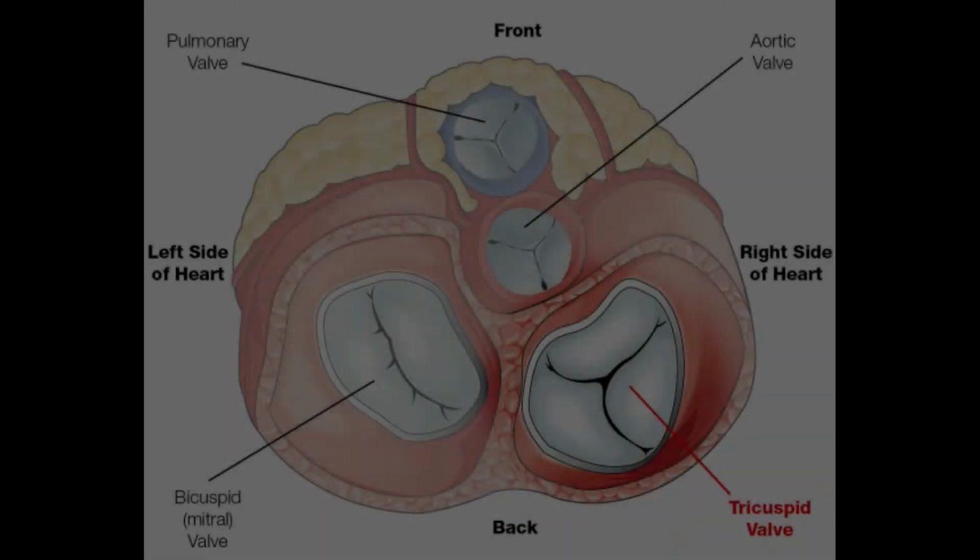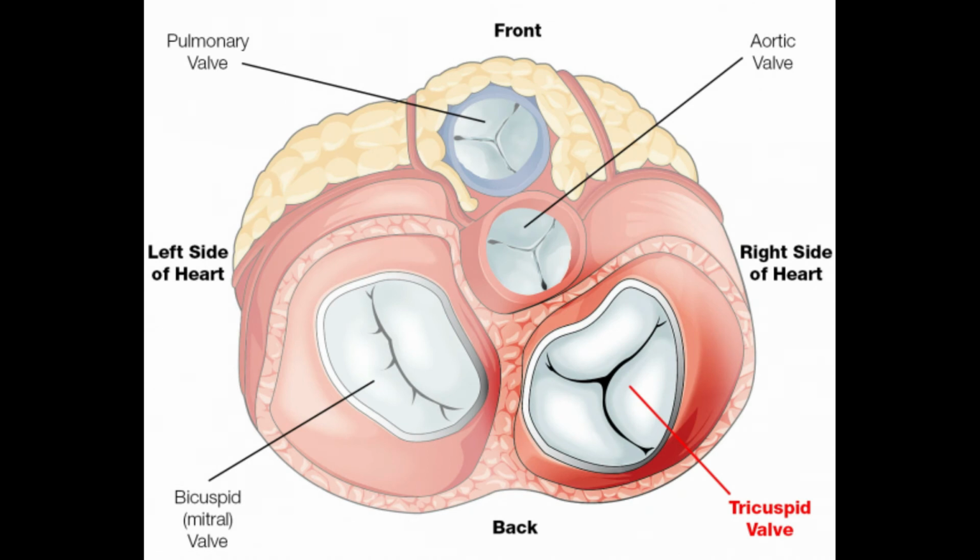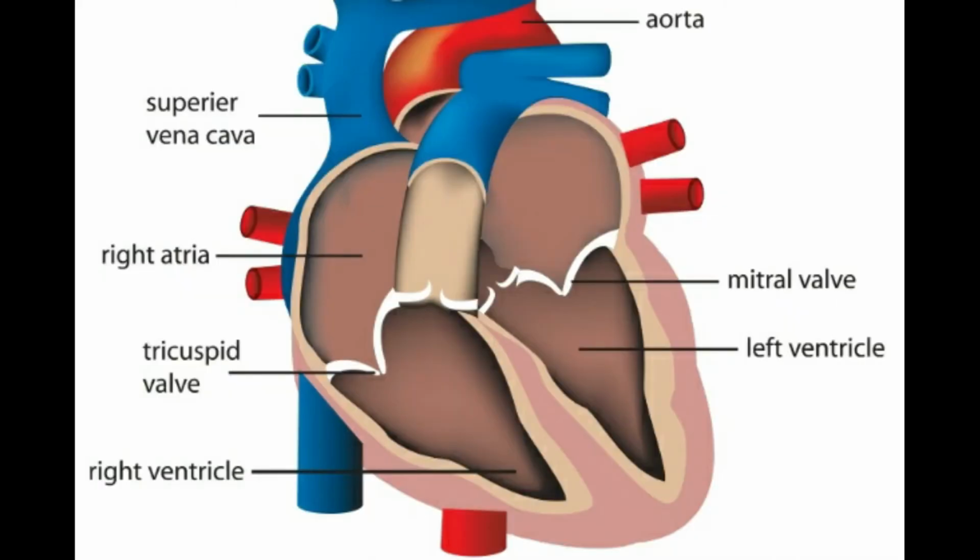The tricuspid valve is one of the two main valves on the right side of your heart. Normally, the tricuspid valve has three flaps or leaflets that open and close, allowing blood to flow from the right atrium to right ventricle in your heart and preventing blood from flowing backward.